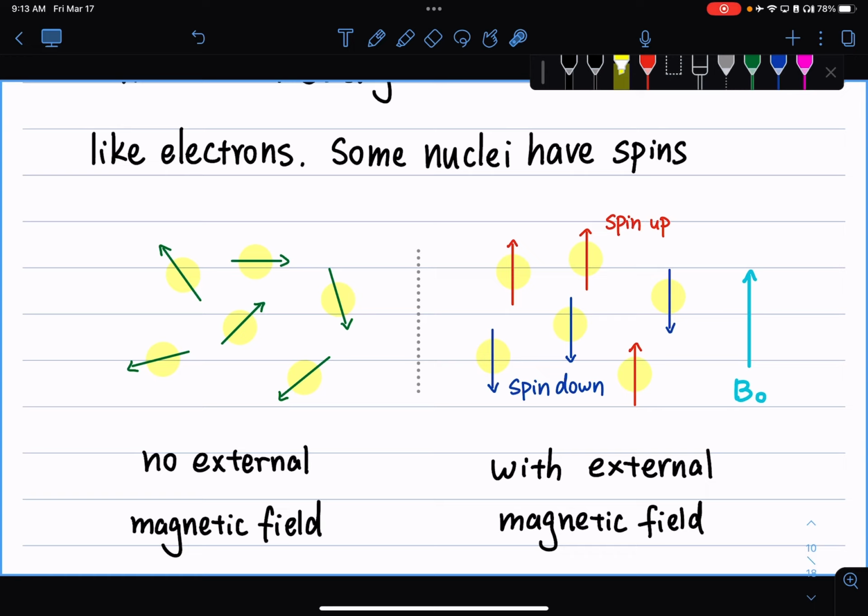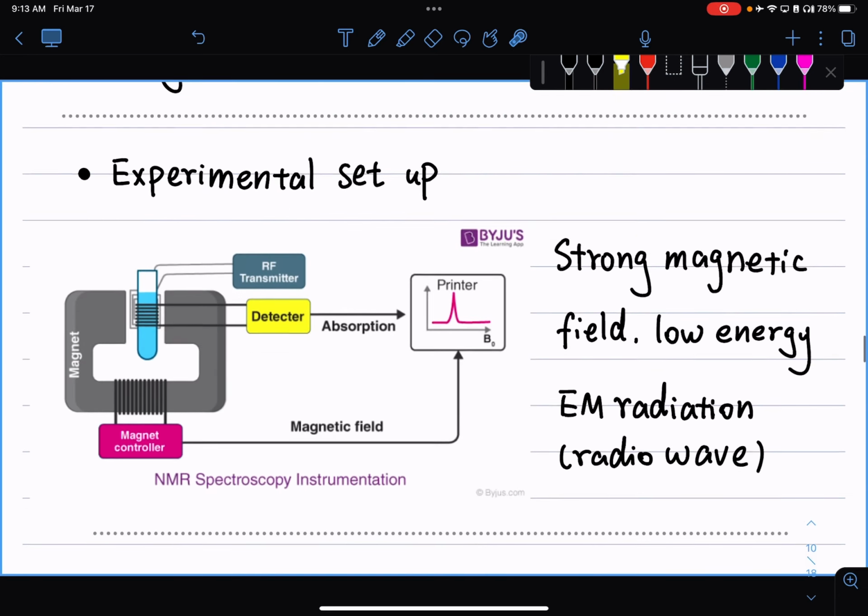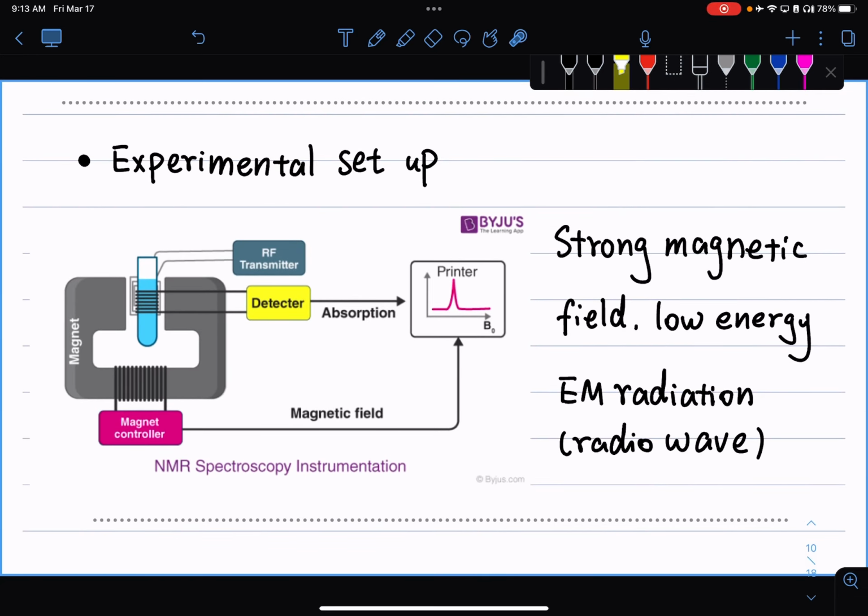So, because your nuclei has spin, apparently we can use that characteristic to identify different types of nuclei, or at least get some information about the position of those nuclei. So a quick experimental setup, I'm not gonna test you on that, but what we have is a sample, and then we have a huge magnet that's surrounding it.